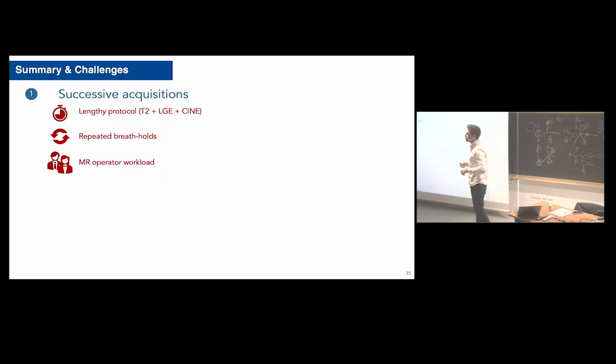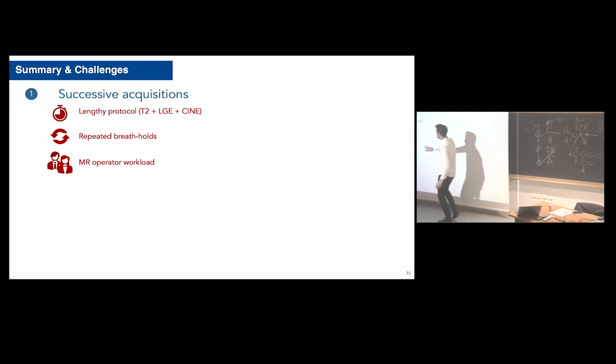So let's do a summary of what we saw so far. I still have 10-15 minutes. We saw that we have multiple sequences, T2, LGE, CINE. These are 3 out of 500 sequences that we use. Then repeated breath holds. We need to ask the patient to hold his or her breath many times, at least 60 times per protocol, so that's a second challenge.